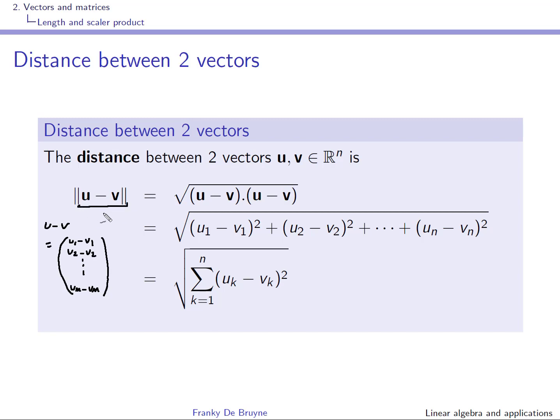This is this quantity. You know that it's the square root of the scalar product of this u minus v by itself. Okay, so this gives you this quantity over here. So now we have to take the scalar product of the vector by itself, and by definition this will give you this formula over here.